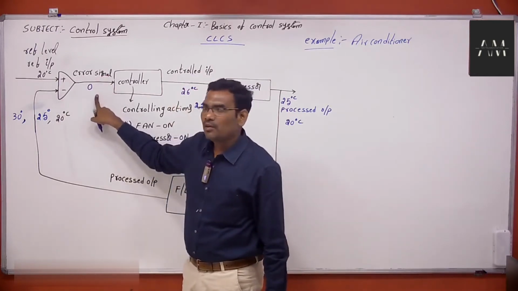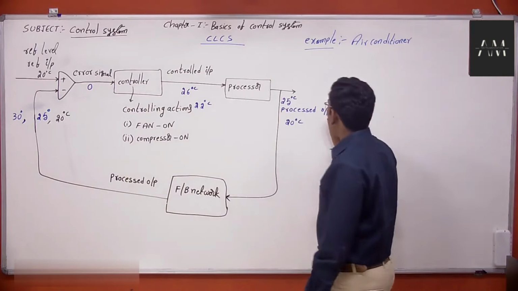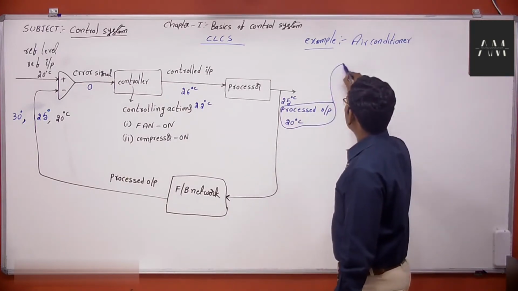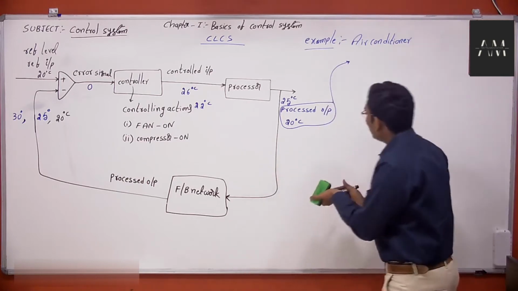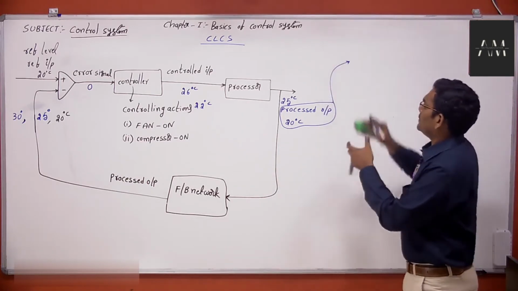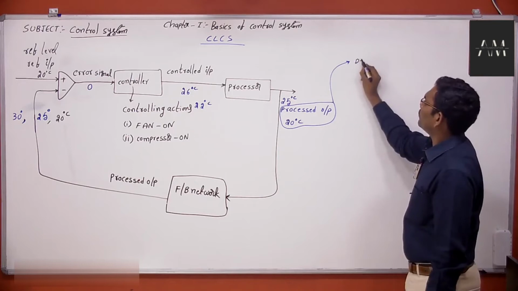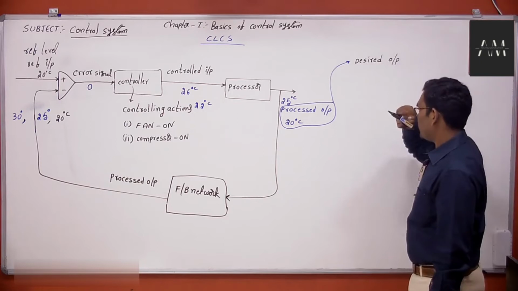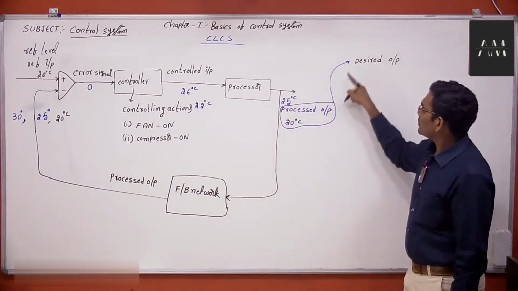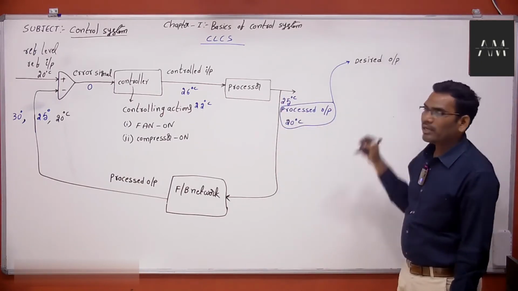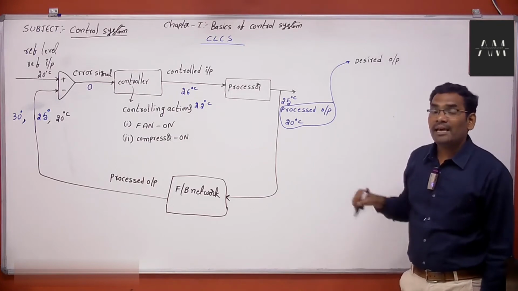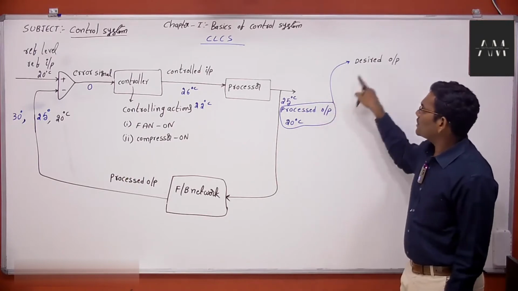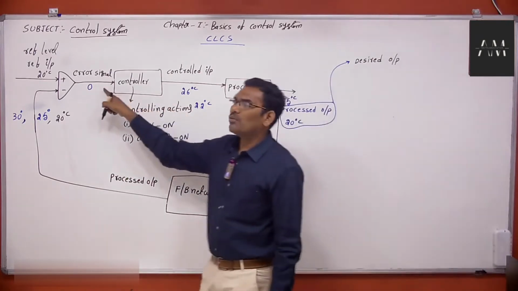Error is 0. When error equals 0, then only this processed output is called the desired output. Now you tell me, what is the best name for this? When I am saying this is the desired output, I am saying this processed output is the desired output when error equals 0.